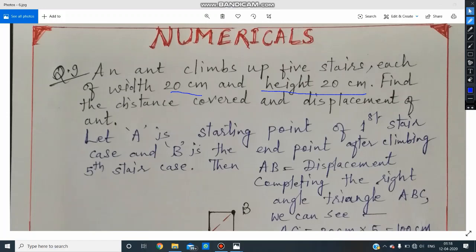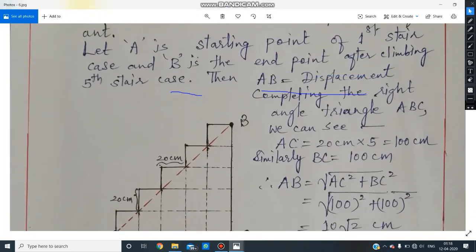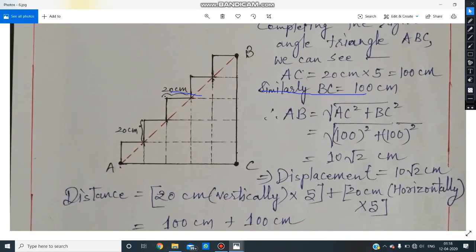Firstly, let's have a look over the situation in a diagrammatic pattern. So this is the view of the staircase. Total 5 staircases are there. Say the ant is on the origin of the first staircase. Say this point is A. According to the question, the height and width of each staircase is 20 centimeter. This has been shown in the diagram also, like here, here and here.